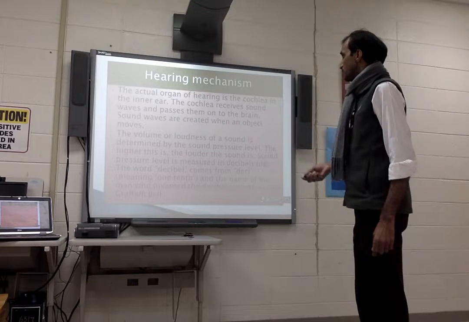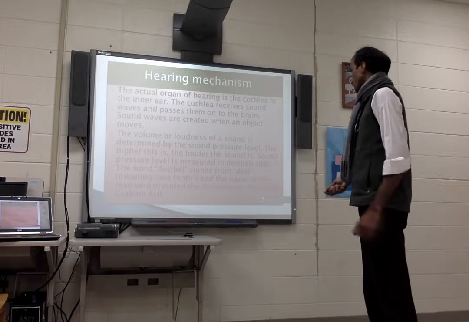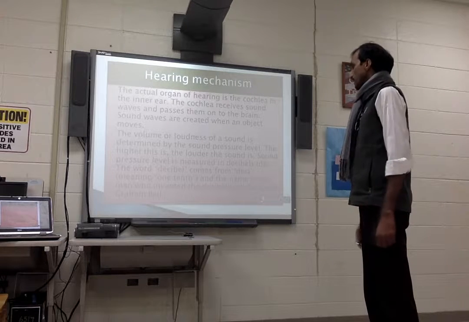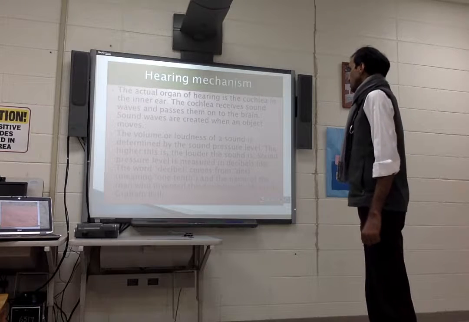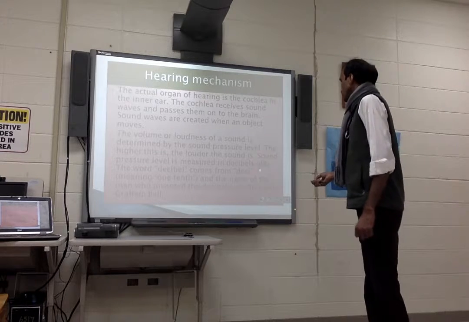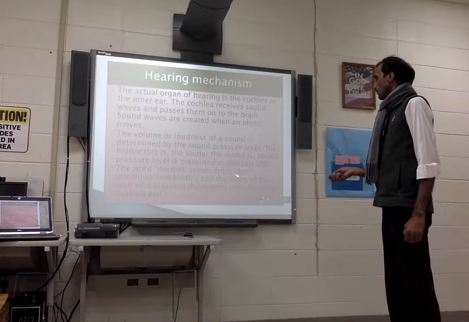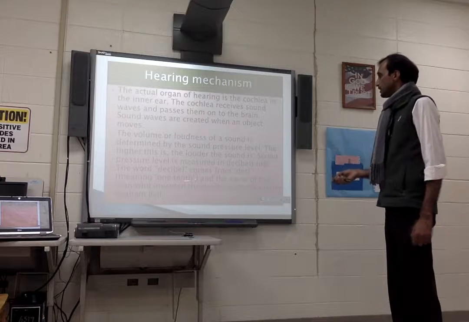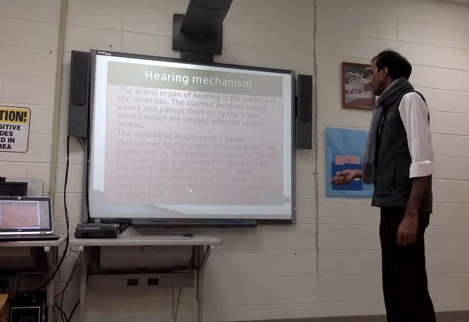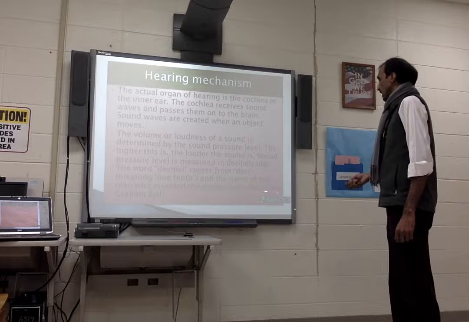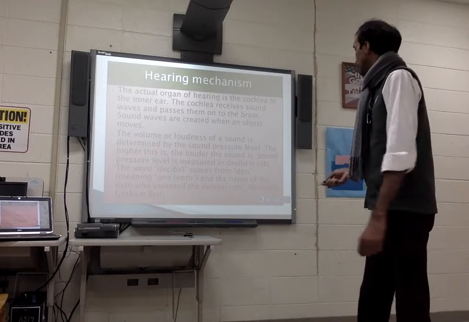The next one is that the volume or loudness of a sound is determined by the sound pressure level. The higher this is, the louder the sound is. The sound pressure level is measured in decibels, also written dB. The word decibel came from deci, meaning one tenth, and Alexander Graham Bell, the man after whom the unit is named, started measuring sound in decibels.